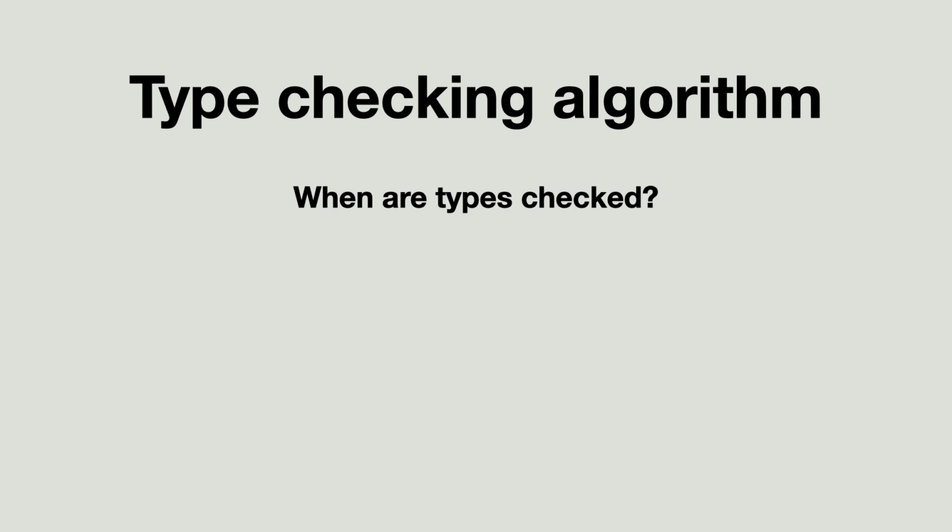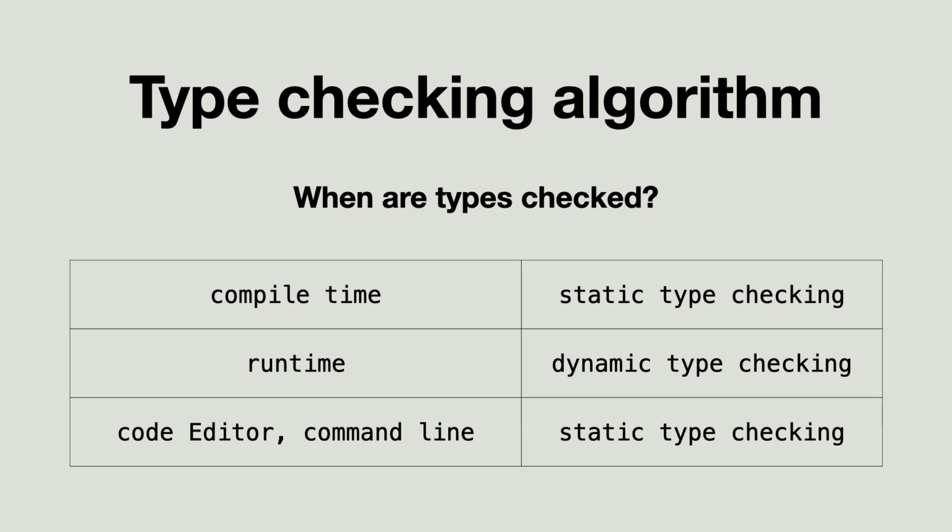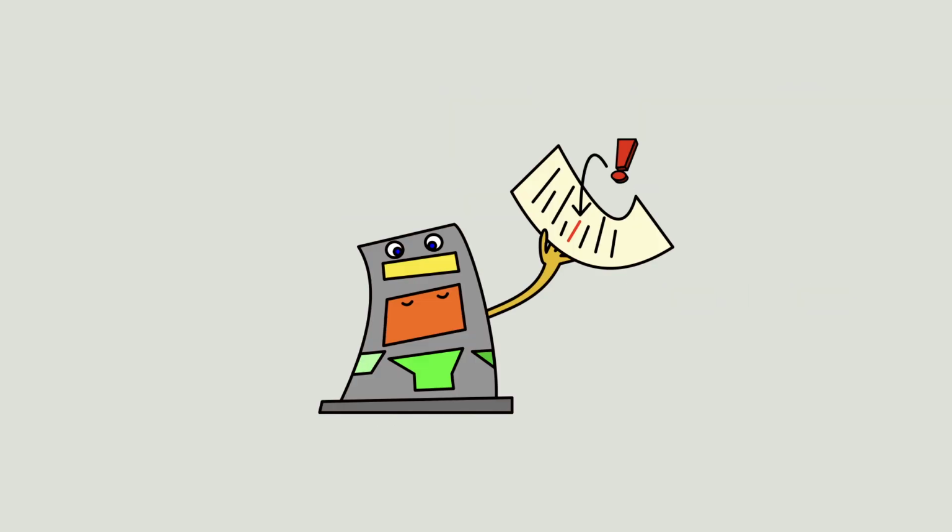When are types checked? You will learn that type checking can be done at compile time. This is known as static type checking. You probably know that Python is a dynamically typed language. Python checks types at runtime. But with the help of type hints, you can perform static type checking in the code editor or from the command line. You will see that all these things fit into the Python language.